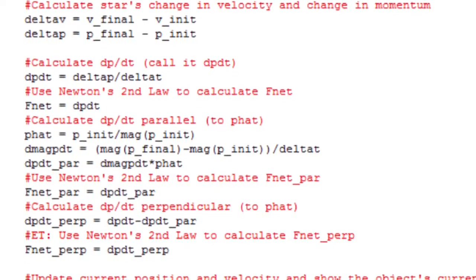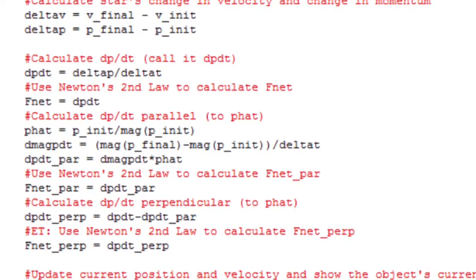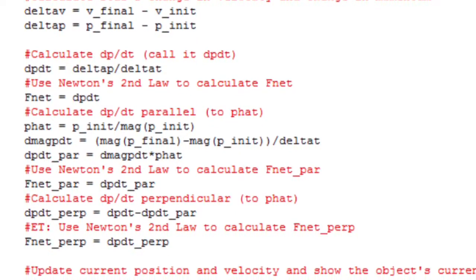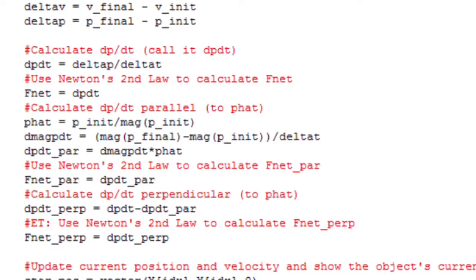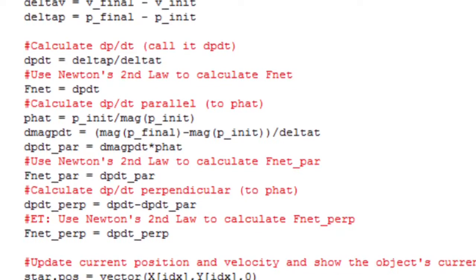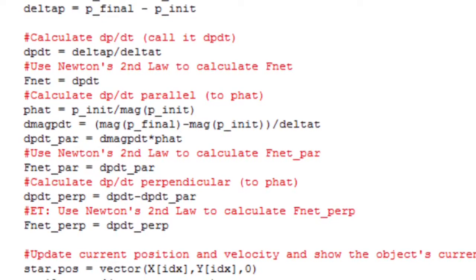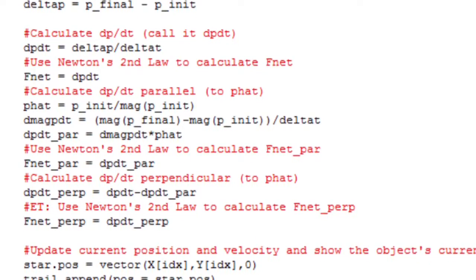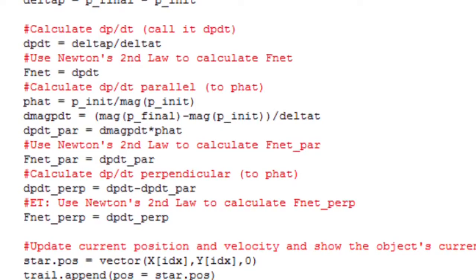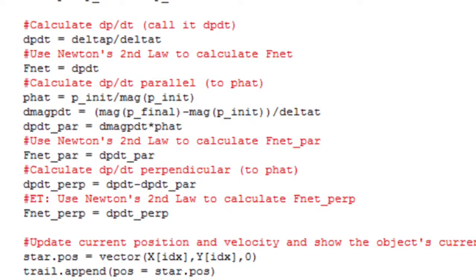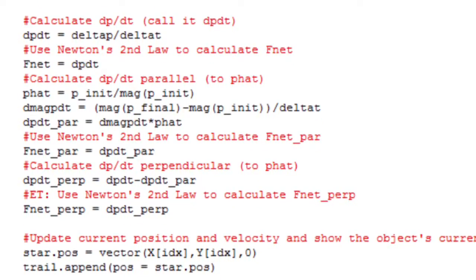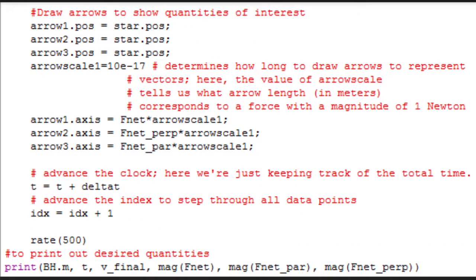essentially equal. And then we can use that to find dp/dt perpendicular because the two components add up to equal dp/dt. Then yet again, we can use that momentum principle to set the perpendicular component of dp/dt equal to the perpendicular component of Fnet. So now we have the direction and magnitude values for the arrows, so now we can use that to demonstrate how those are being affected as the star orbits the black hole.